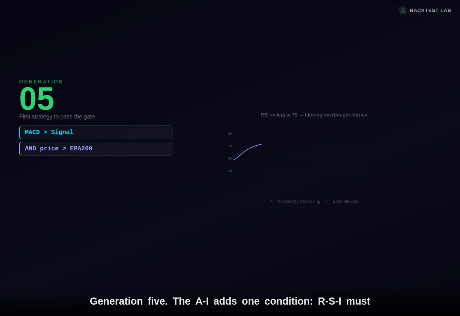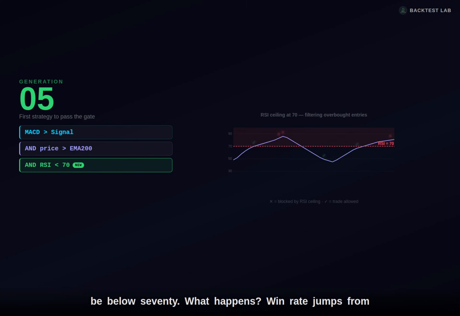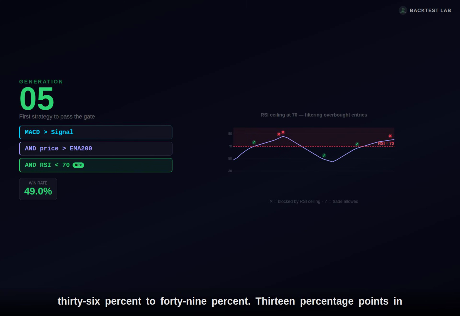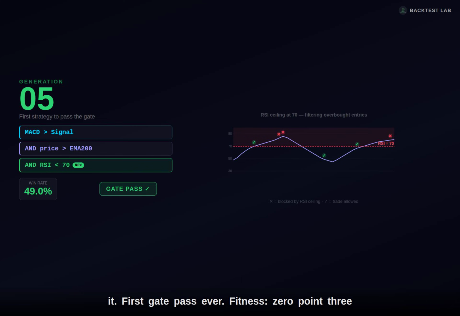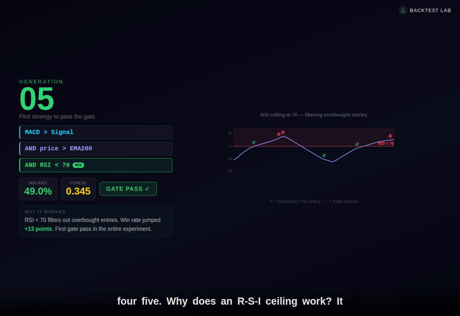Generation 5. The AI adds one condition: RSI must be below 70. What happens? Win rate jumps from 36% to 49%, 13 percentage points in one mutation. The gate requires 45, we blew past it. First gate pass ever. Fitness, 0.345. Why does an RSI ceiling work? It removes the crossovers that happen when a stock is already overbought. Those trades tend to reverse quickly, dragging win rate down.